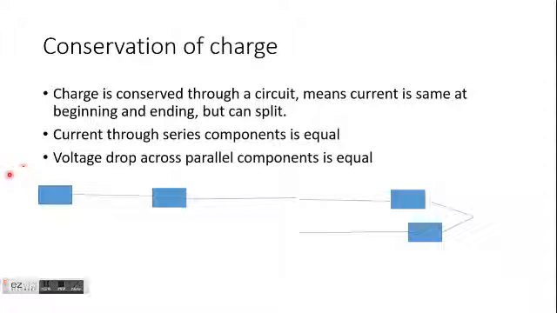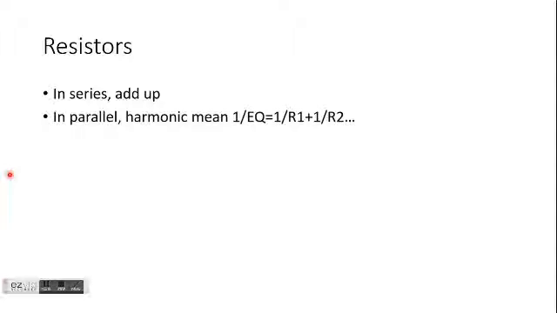So resistors. If you've got a bunch of resistors in series, to condense them, you just add them all up. It's pretty simple. If the resistors are in parallel, you have to do what's called the harmonic mean, so that 1 over the equivalent resistance is equal to 1 over the first resistance plus 1 over the second resistance, for all the resistors.